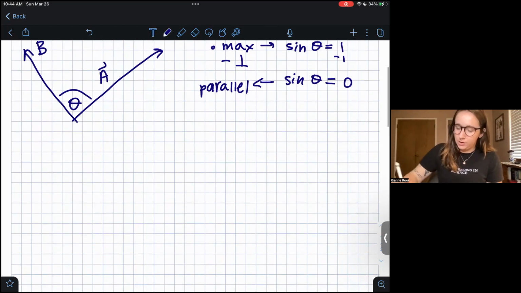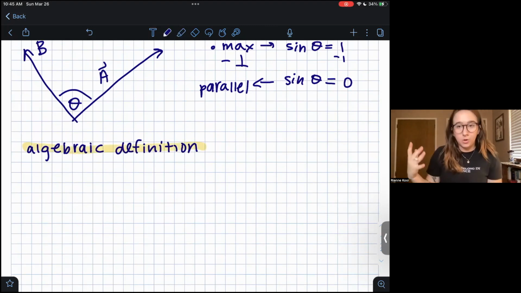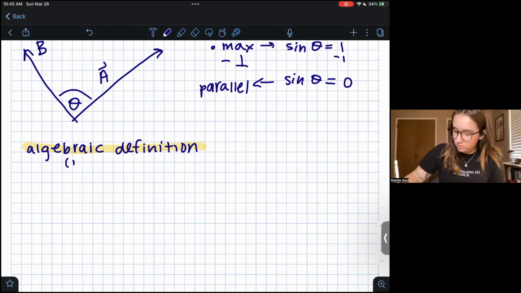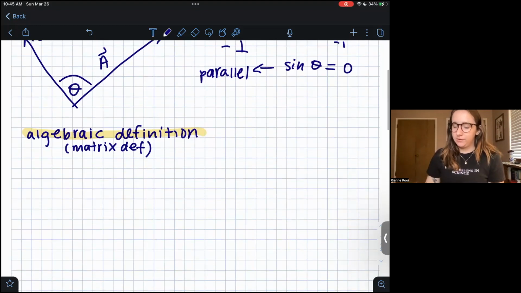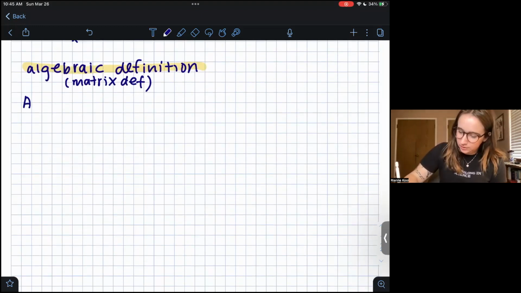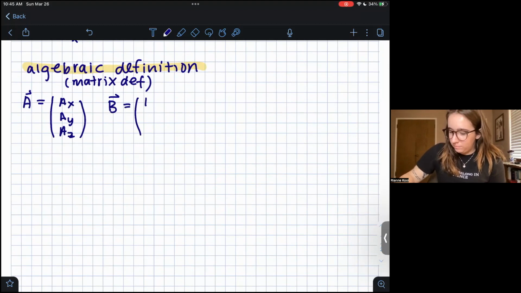Then we have the algebraic definition, which you could also think of if you've taken linear algebra. This is a matrix formula, or the matrix definition. Basically, we can define these A and B vectors. Let's say that A is AX, AY, and AZ, and B is BX, BY, BZ.